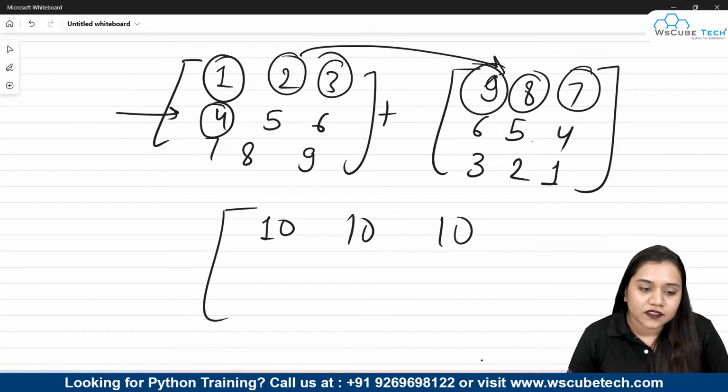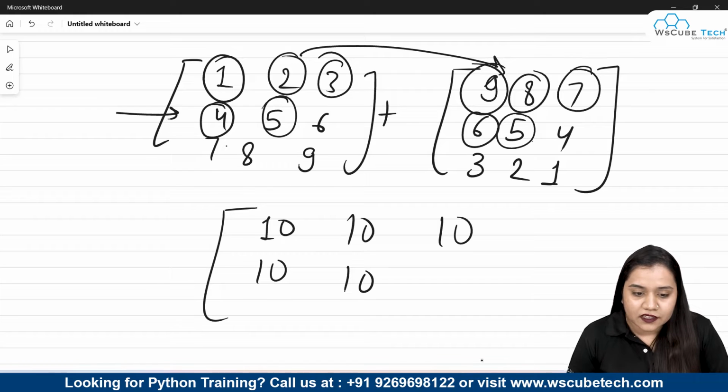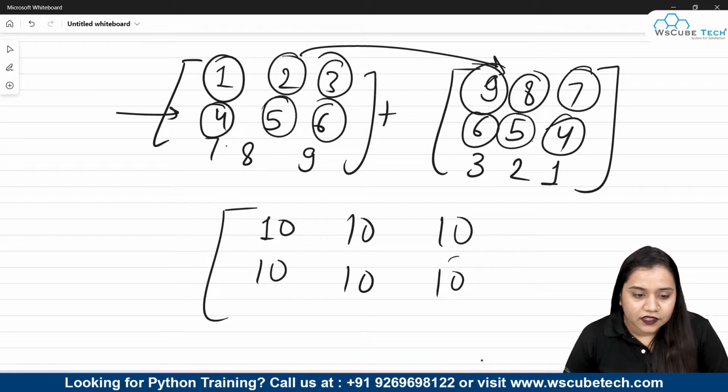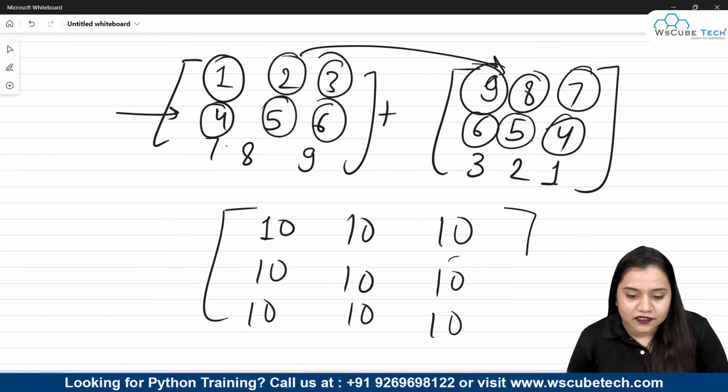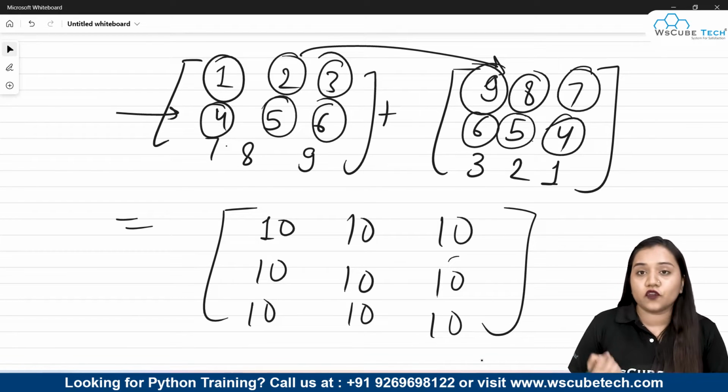Fourth element, or we can say the first element of the second row over here and the first element of the second row over here, again 10. Second element of the second row, that is 10 again. Third element of the second row, that is 10 again. And 7 plus 3, again 10. 8 plus 2, again 10. And lastly 9 plus 1, again 10. This is how we obtain the addition of two matrices.